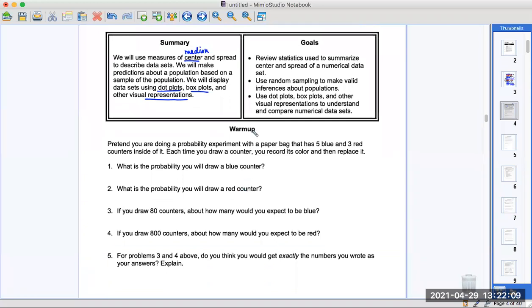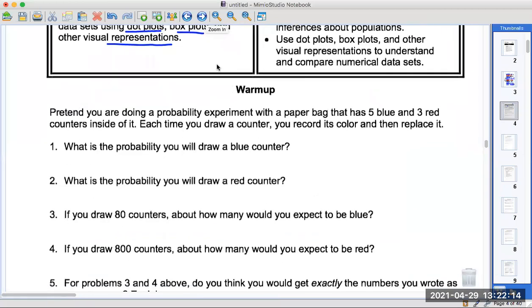The warm-up is a review from last book, so I thought this should be easy for you. Pretend you are doing a probability experiment with a paper bag that has 5 blue and 3 red counters. It's the same as marbles. If you don't know the word counters, think of marbles. It's like a little coin, okay? Each time you draw a counter, you record its color and then replace it. So that makes it independent.